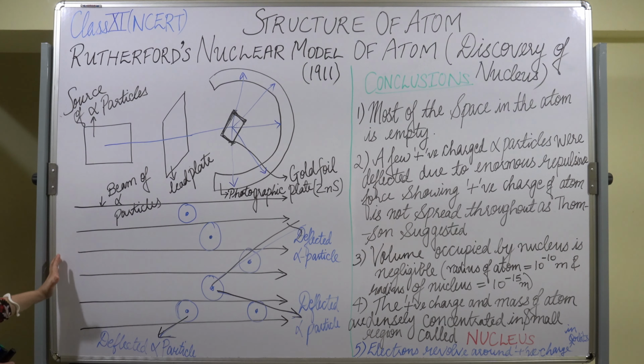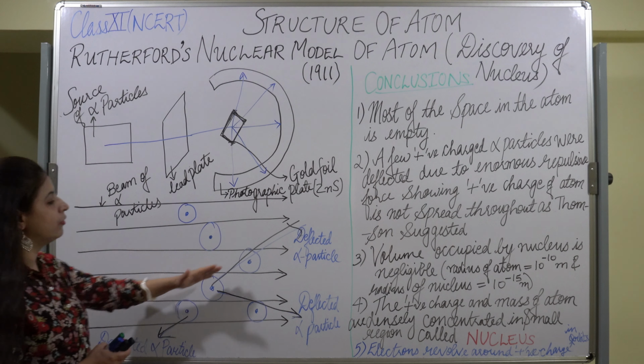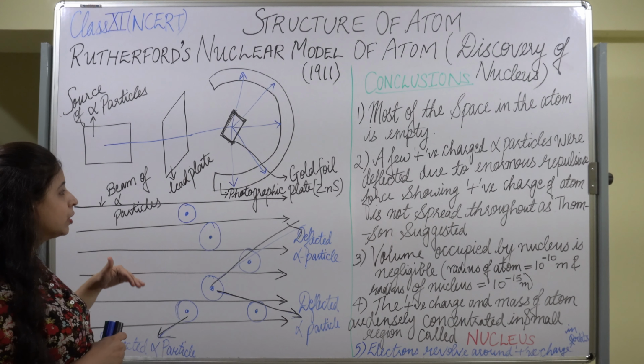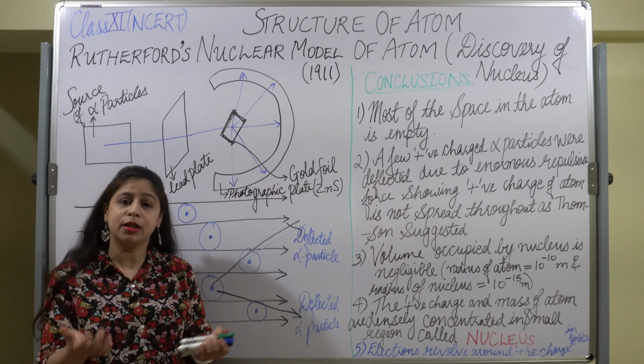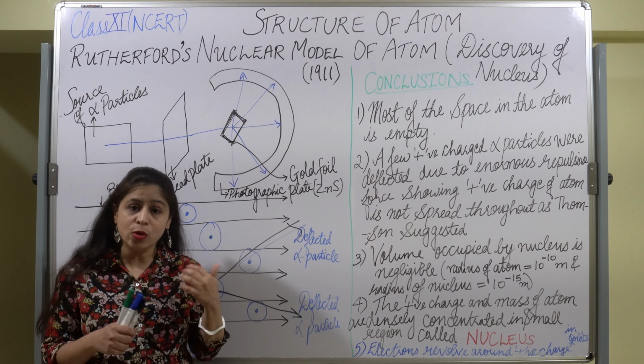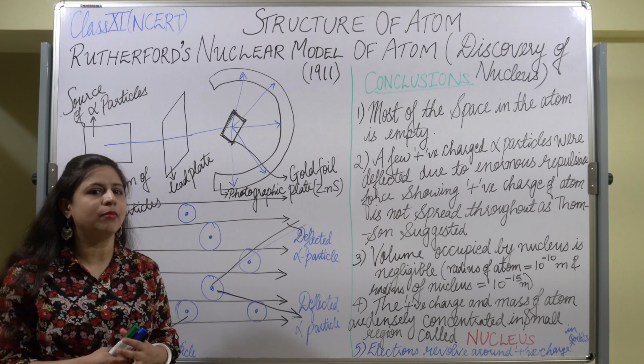This is the beam of alpha particles shown over here. And the third observation was that some of the alpha particles got scattered back. According to those 3 observations, he made some conclusions.